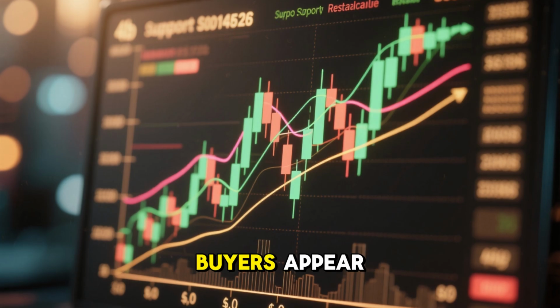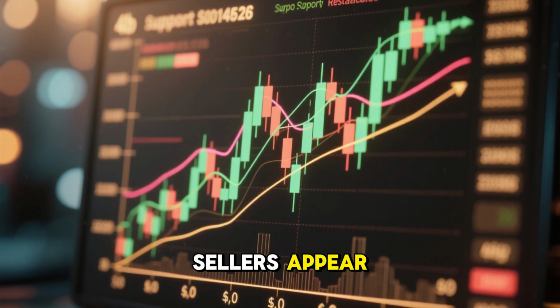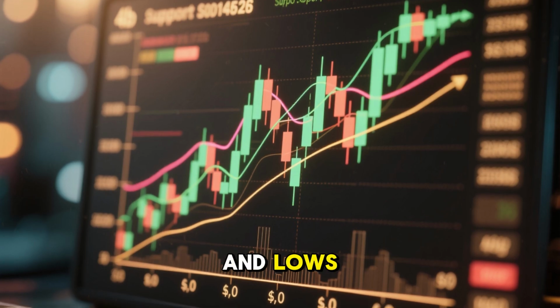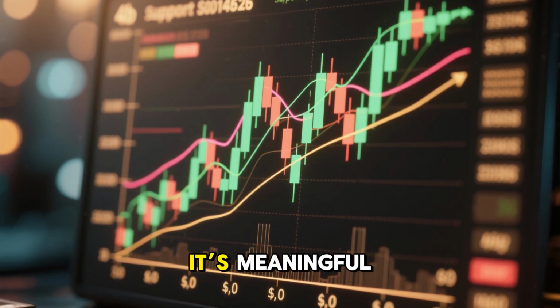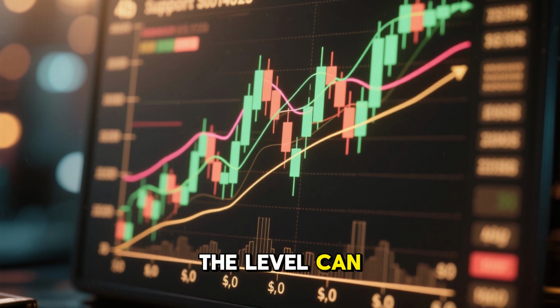Support is where buyers appear. Resistance is where sellers appear. Draw horizontal lines at obvious recent highs and lows. If price respects a level, it's meaningful. If price breaks on high volume, the level can flip.